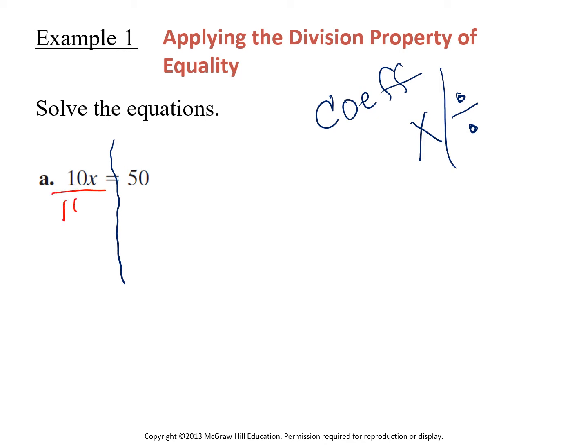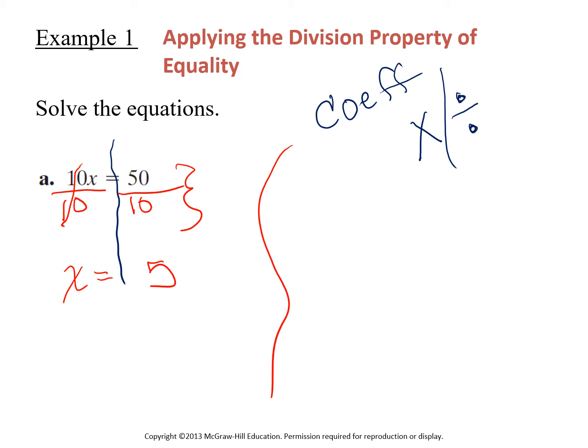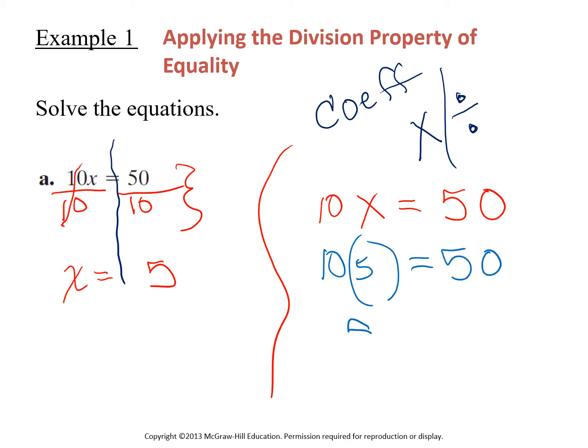So I am going to divide both sides of this equation by 10. 10 divided by itself is 1, and 1x is x, and 50 divided by 10 equals 5. And I will check this equation by plugging in the solution 5, and 10 times 5 equals 50, and I end up with a balanced statement.